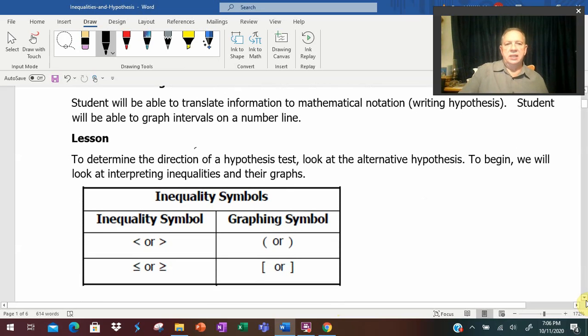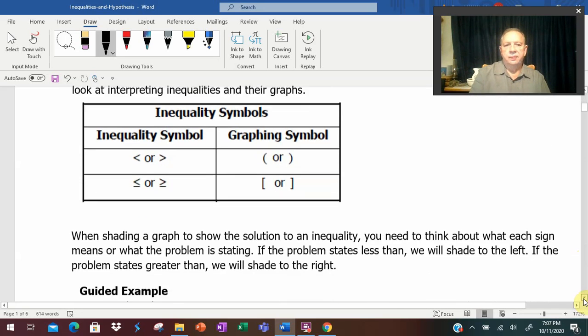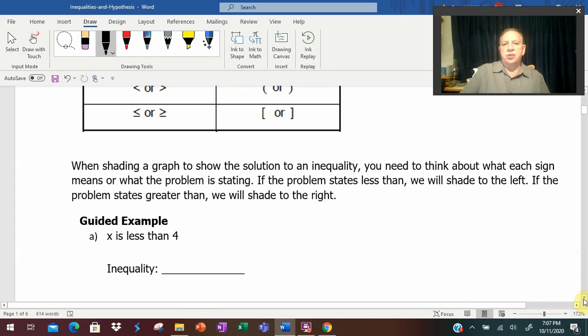If I have an inequality test, the inequality symbol less than or greater than, I want to do some graphing of these intervals, and basically these are open intervals when I don't include the endpoint, and then I could have this piece where I have some equality, and I'm going to do a little bracket here. So we're shading a graph to show the solution to an inequality. You need to think about what each sign means or what the problem is stating. If the problem states less than, we'll shade to the left. If the problem states greater than, we'll shade to the right.